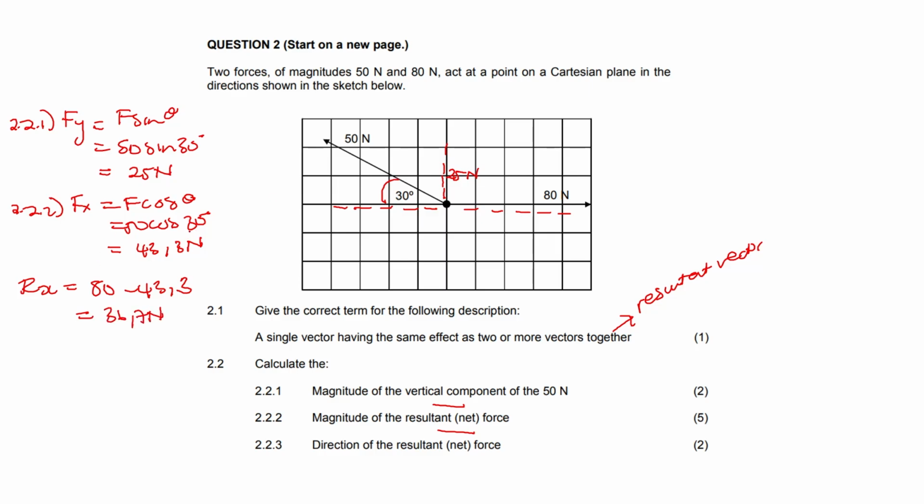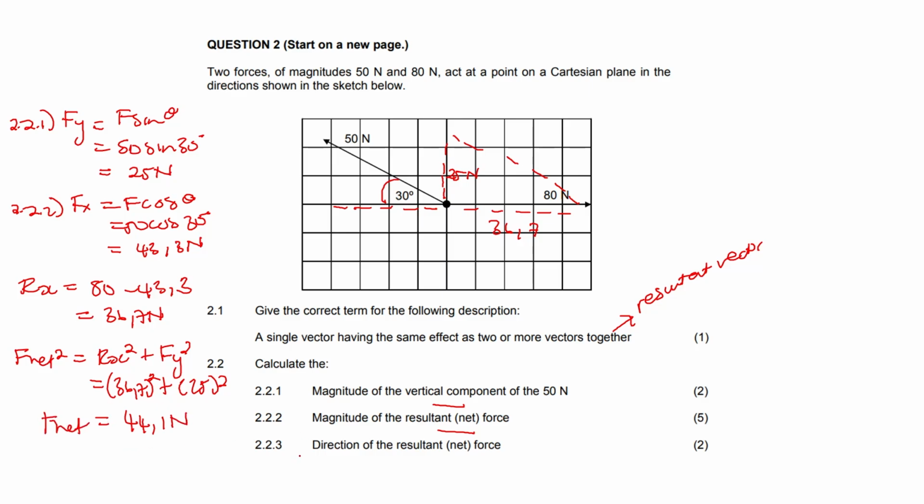Now, if I want to calculate the net force, I have to get this triangle, right? That triangle. So now it becomes a triangle. So now we have all the sides. So what can we do? We say F net squared equals resultant x squared plus the vertical component squared. So we've just calculated 36,7 squared. We have to take the vertical component, which is 25 squared, and we jot that into the calculator, and we get 44,1 newtons. Remember, we need to get the square root of that.